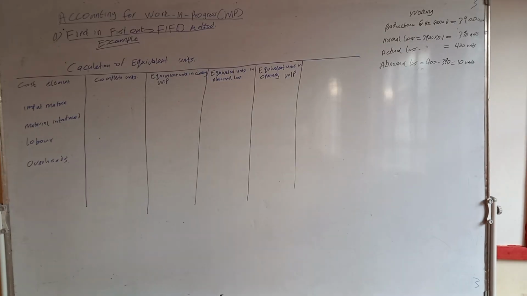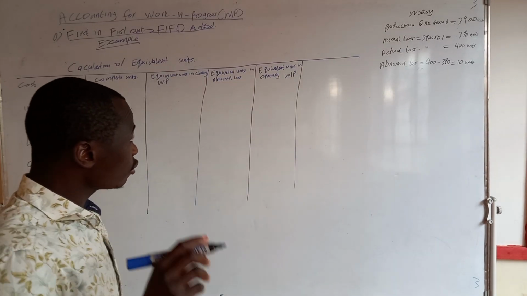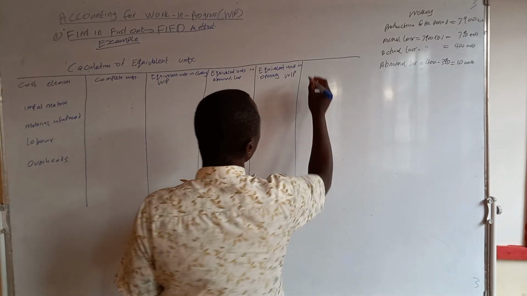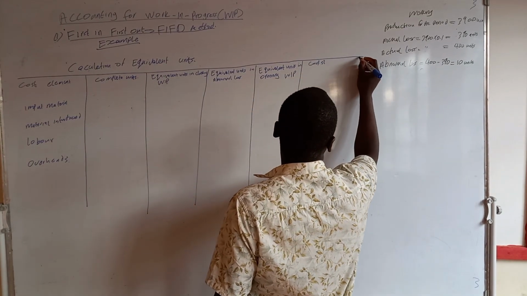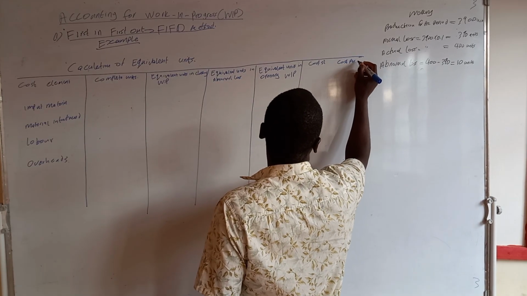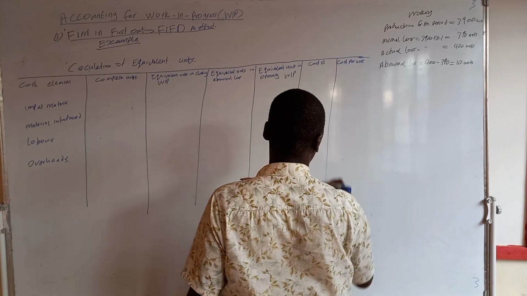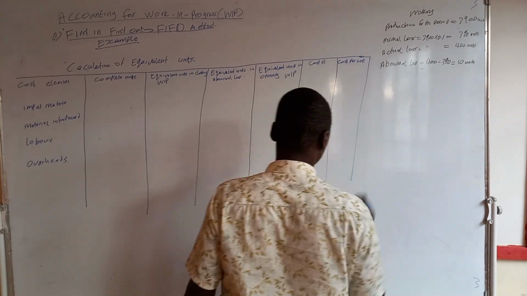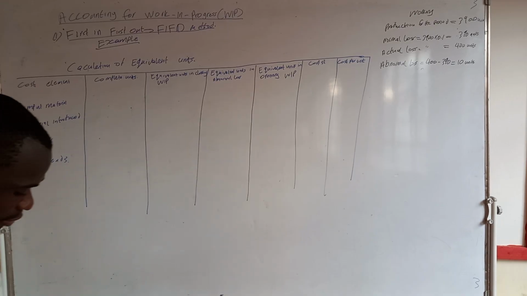Now, after that, we are going to have the total cost, cost in shillings, and then we are going to have cost per unit.